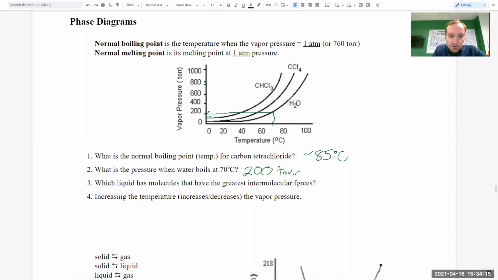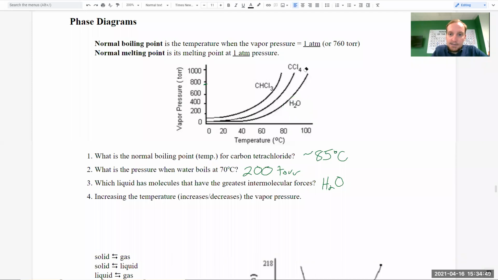Which liquid has molecules that have the greatest intermolecular forces? Interesting. Okay, so we have 3 substances on this graph, CHCl3, which is chloroform, CCl4, and H2O. Which of these has the greatest intermolecular forces? That would be this one. Why? Because, again, it takes the most temperature for a phase change to occur. CHCl3, chloroform, is going to go through a phase change at a much lower temperature. Therefore, its intermolecular forces must be weaker.